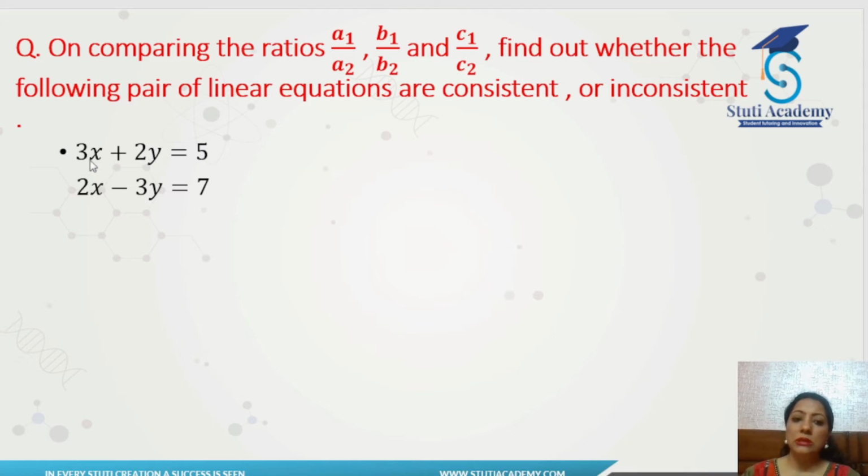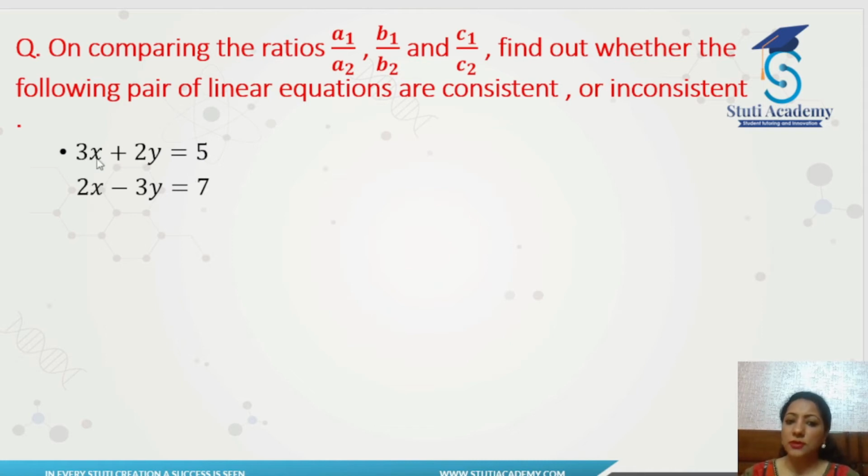So we have this equation 3x plus 2y equal to 5, 2x minus 3y equal to 7. Now whenever you write equations here, please make sure that the constant terms should either be on the left hand side, both of them, or on the right hand side. That is just to avoid any confusion. So just check whether you have the constant terms both on the left hand side or the right hand side. That's only to avoid mistakes.